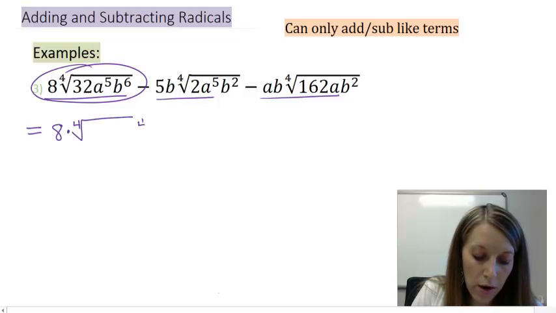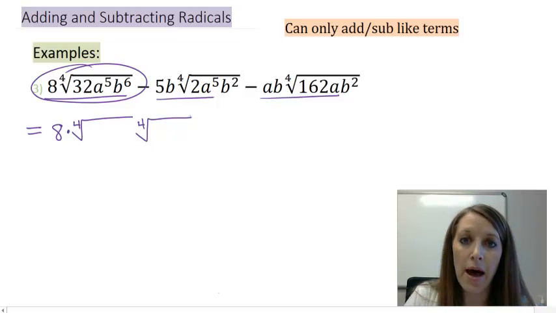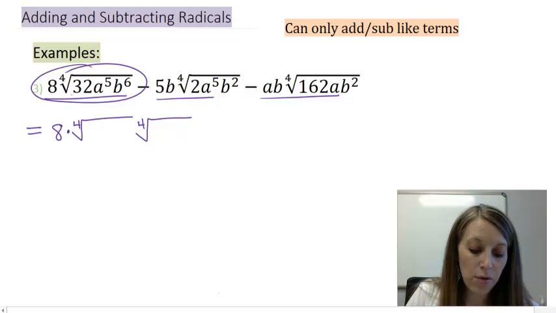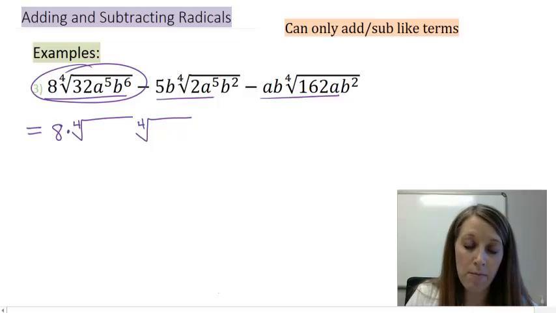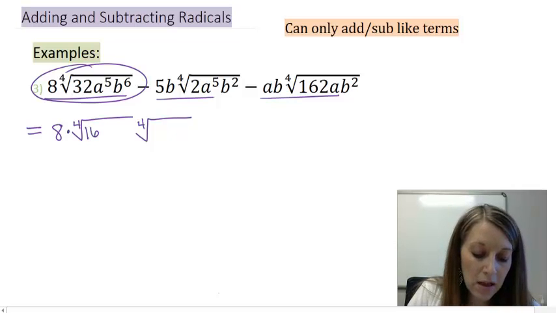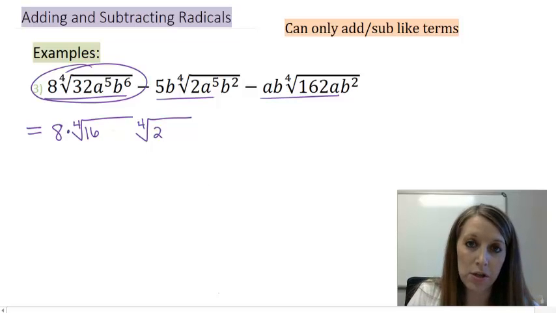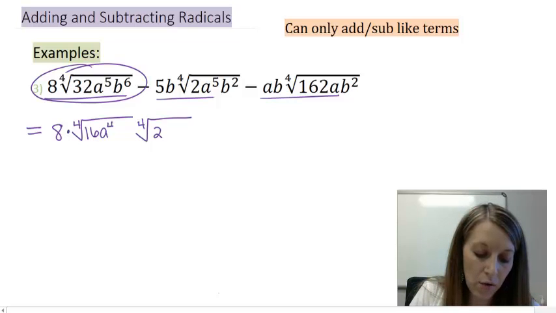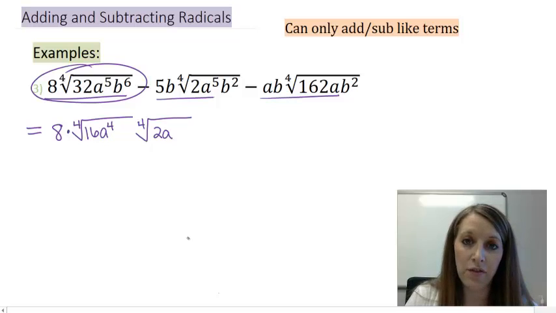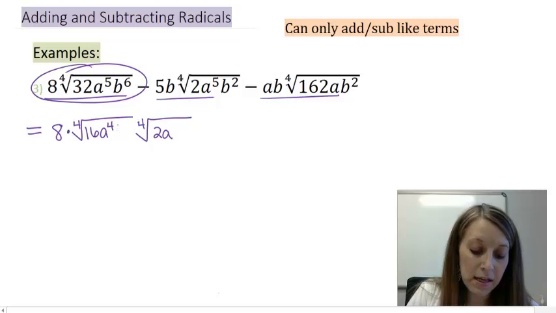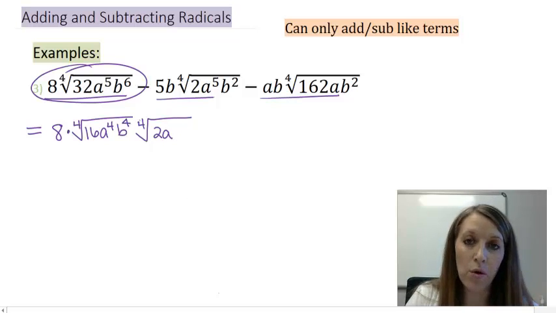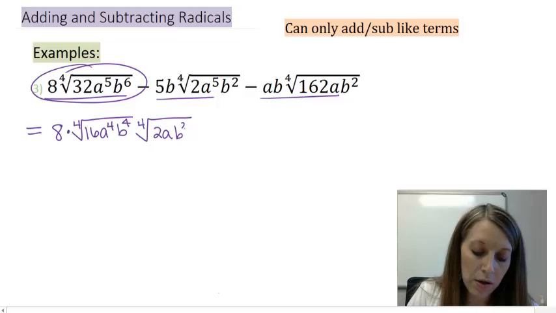So I'm going to already set this up into a good pi and a bad pi. I'm looking at fourth root here. The fourth root of 32 does not come out evenly, but I can take the fourth root of 16, and 16 times 2 gives me 32. A to the fifth, I want to pull out the largest multiple of 4, so that gives me a to the fourth, which leaves me with an a left over. And b to the sixth, again, the largest multiple of 4 is 4 of them, which leaves me with b squared left over.